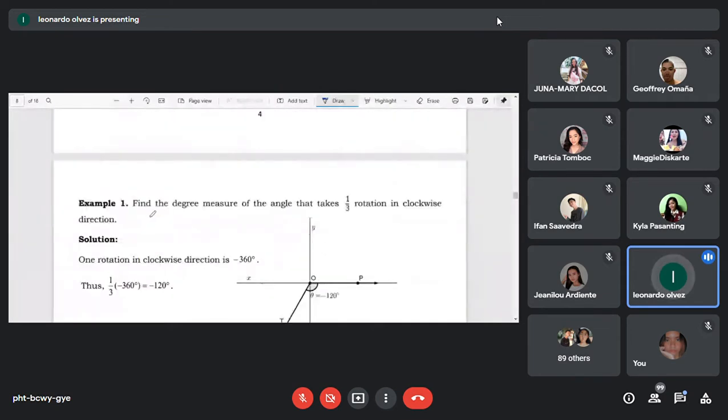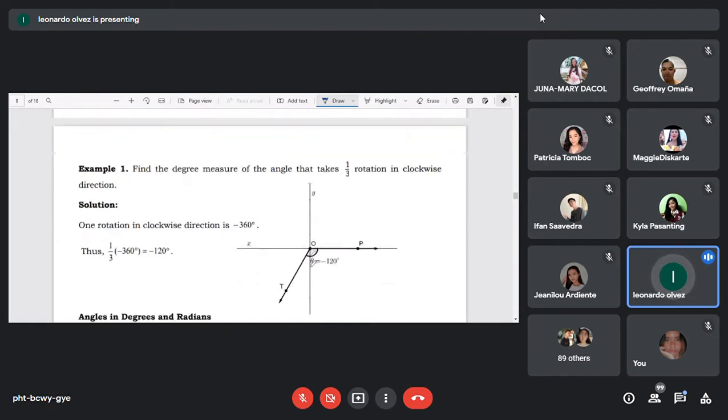So let's have example number one. Find the degree measure of the angle that takes 1/3 rotation in the clockwise direction. So again, one rotation in the clockwise direction is negative 360 degrees. That's 1/3 of the rotation. So you have 1/3 times negative 360 degrees, which is equal to negative 120 degrees.